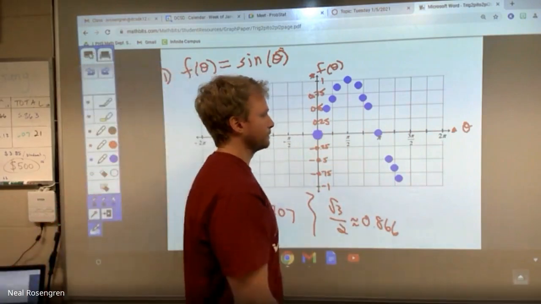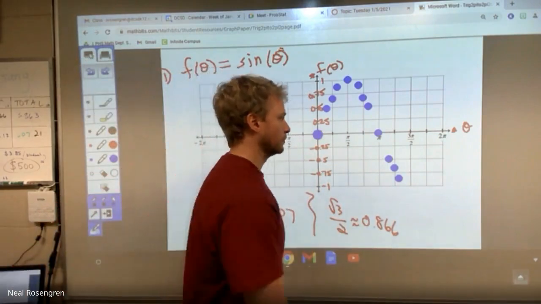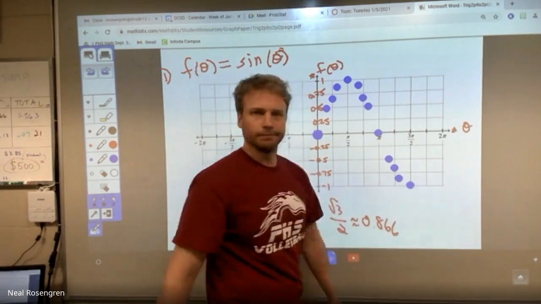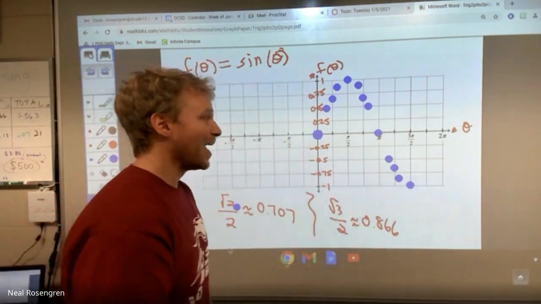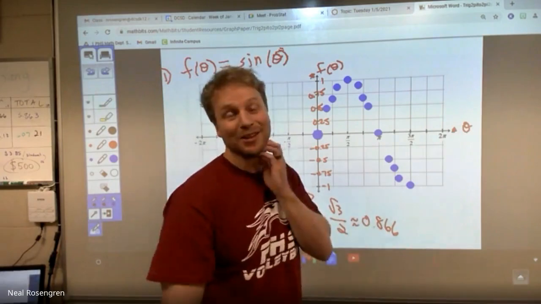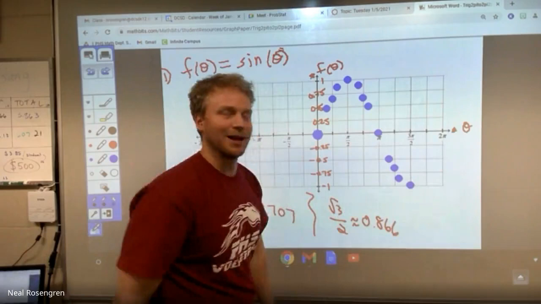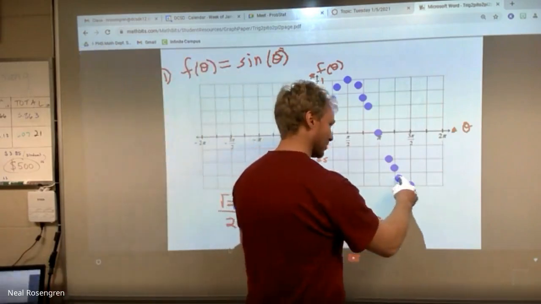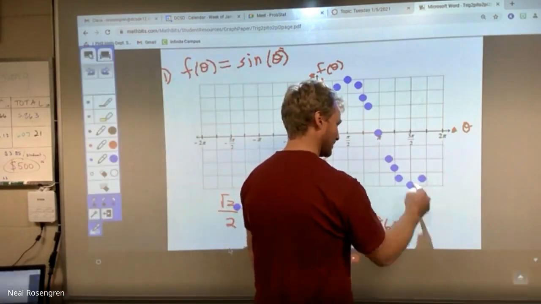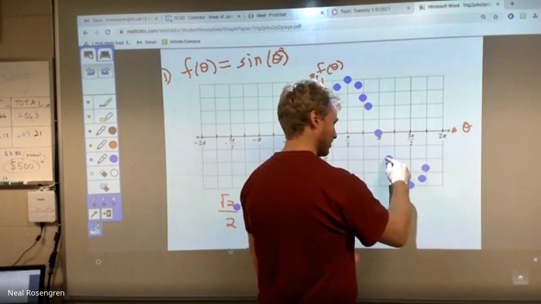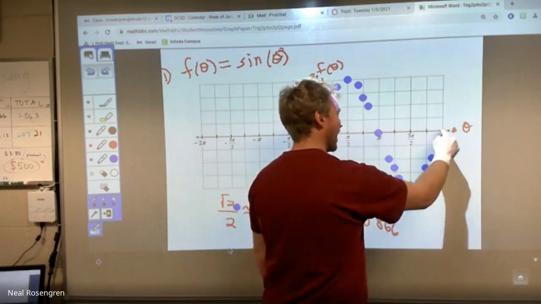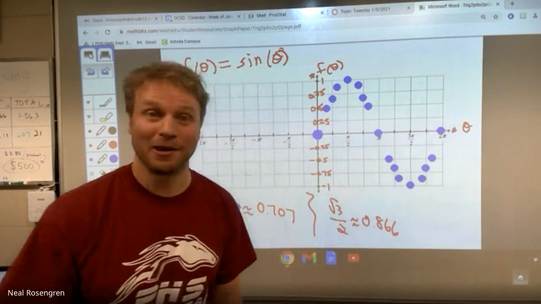And then 3 pi over 2, negative 1. And then I just do the same thing on the other side. They're just reflected over the y-axis, which means I get to reflect this right over the line at 3 pi over 2. So I'm just going to go straight across, reflect, straight across, reflect, straight across. And that's when this starts to go a whole lot faster.